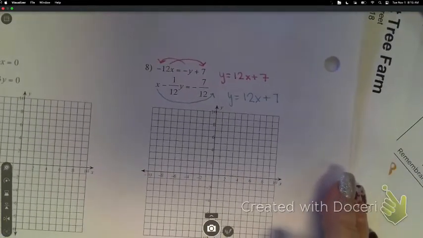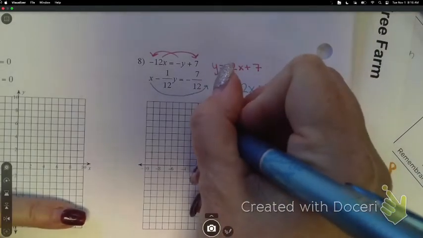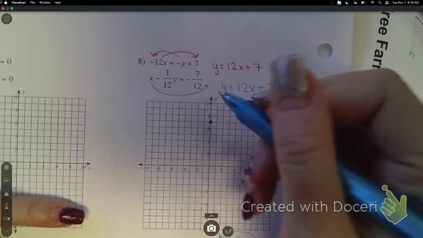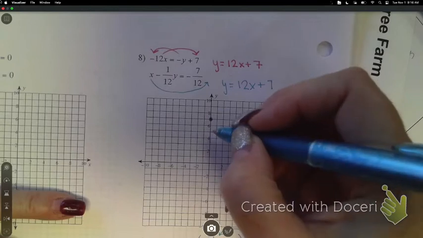So what's my answer going to be? Infinitely many. But I do have to graph it. You can't not, it's solved by graphing, so you have to graph it. Now I can't go up 12, so I'm going to go down 12, but then I have to go right or left? Left.